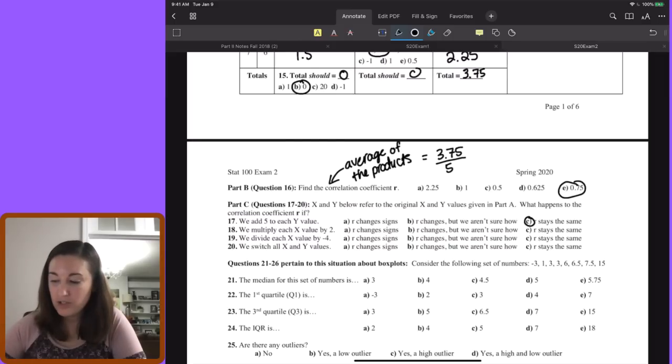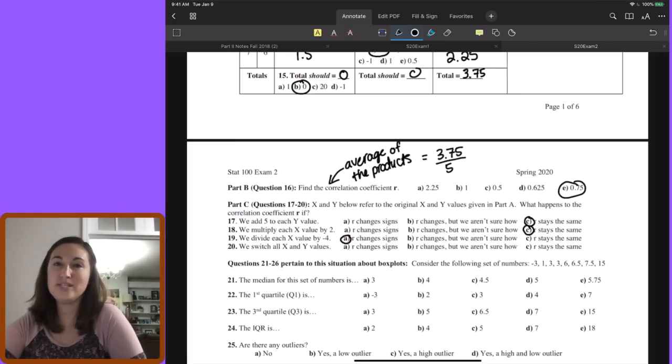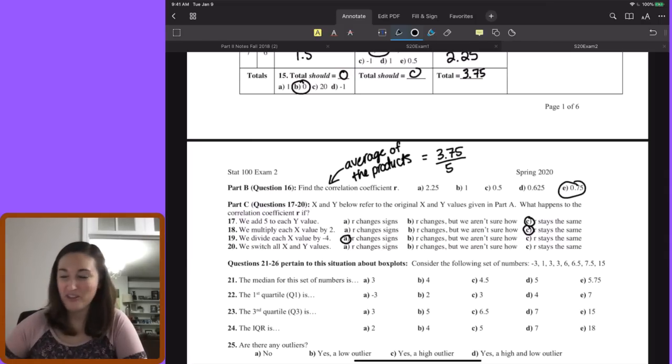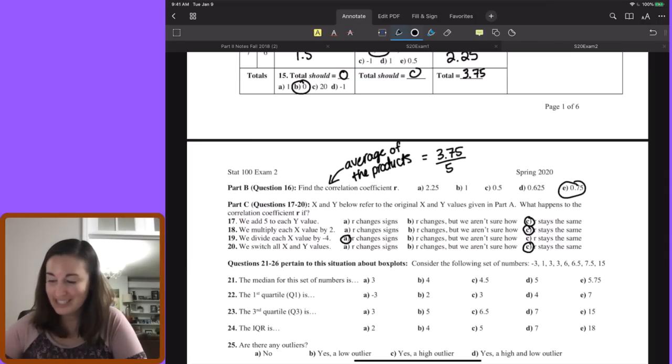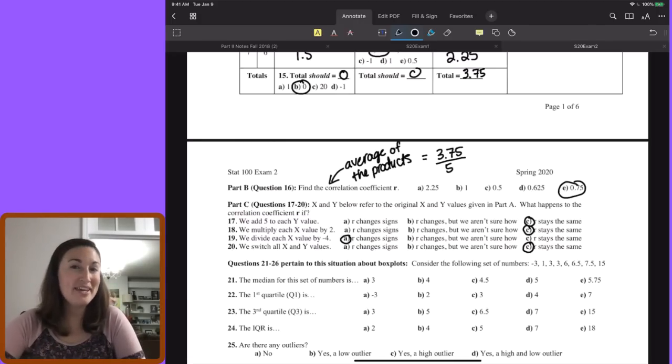Multiply each x value by 2. Again, R is going to stay the same. We're just multiplying all the x's by the same number. If we divide each x by -4, then R is going to switch signs. So R would go from 0.75 to -0.75. And then if we switch all the x and y values, we're doing the same thing to all the values. So R is going to stay the same. You can think of that like the correlation between height and weight is the same as the correlation between weight and height.